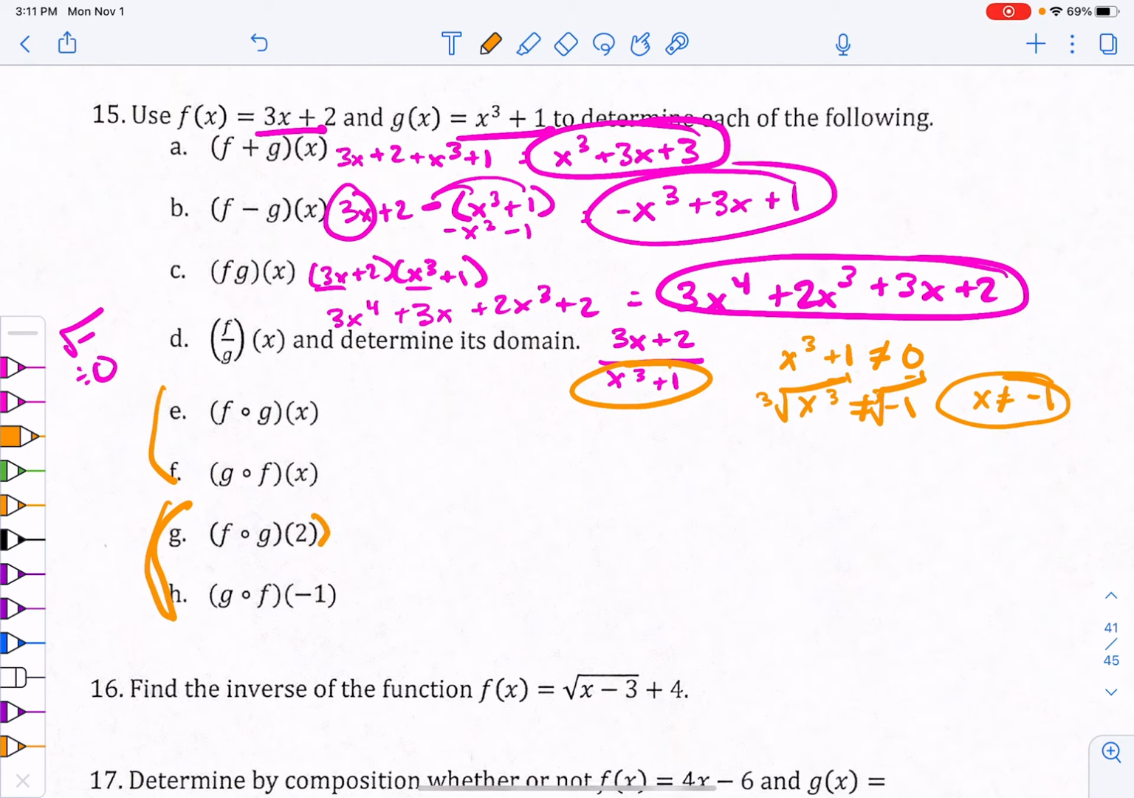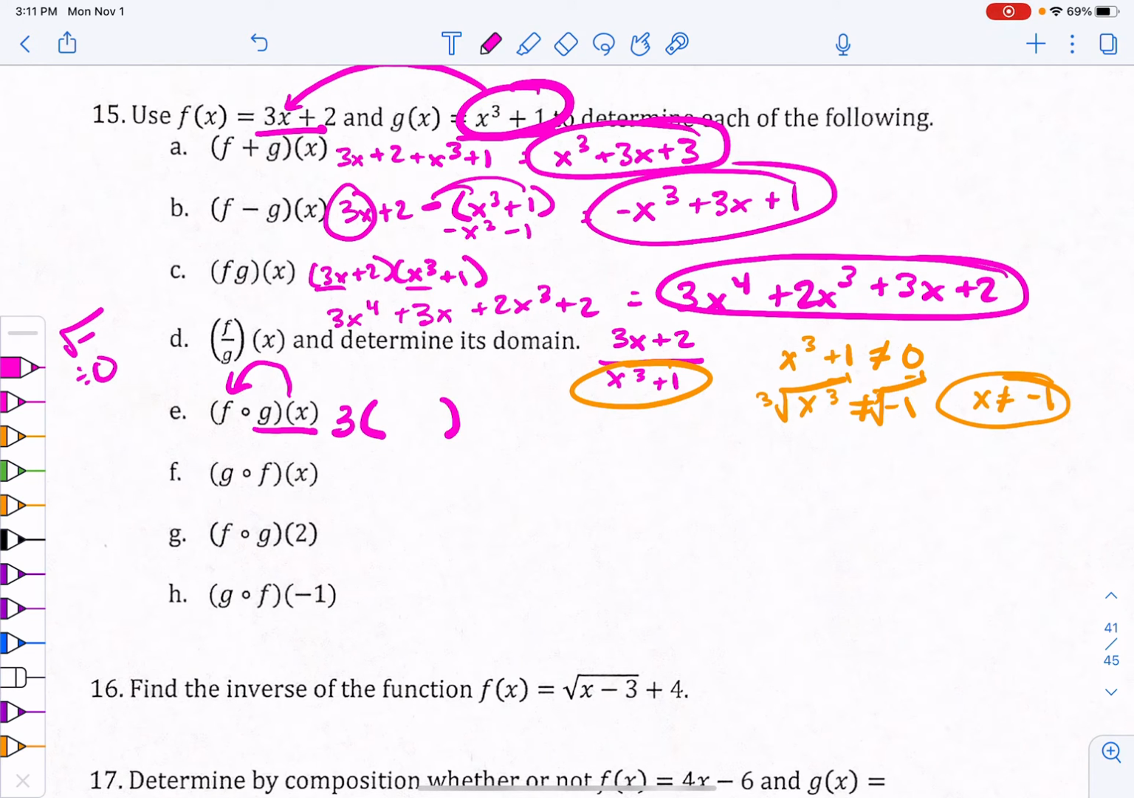All right, so E and F go together kind of, and G and H kind of go together. G and H, you're plugging in numbers. E and F, you're plugging in actual functions. So let's do that. Here, you're plugging G into F. I'm taking this thing and plugging it into F here. So 3x plus 2, but instead of the x, I'm doing x cubed plus 1. So that comes out to be 3x cubed plus 3 plus 2, which would be plus 5.